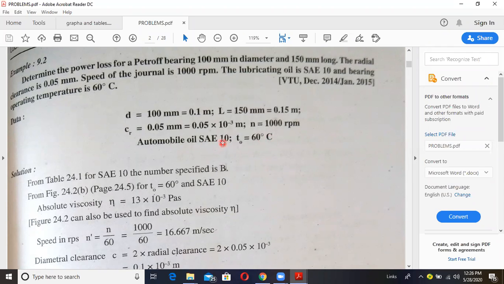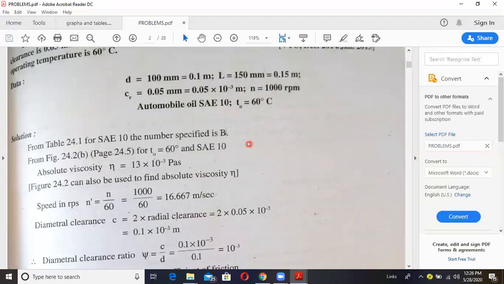With the help of this type of oil and operating temperature, we are going to calculate absolute viscosity, that is nothing but eta. Without knowing eta, we can't solve the problem or calculate the unknowns. So first we have to see whether eta is given or not. Here they have not directly given absolute viscosity. Here they have given the type of the oil and operating temperature. Based upon these two, we are going to calculate eta. So to calculate eta, we are going to refer to the table and the figure.